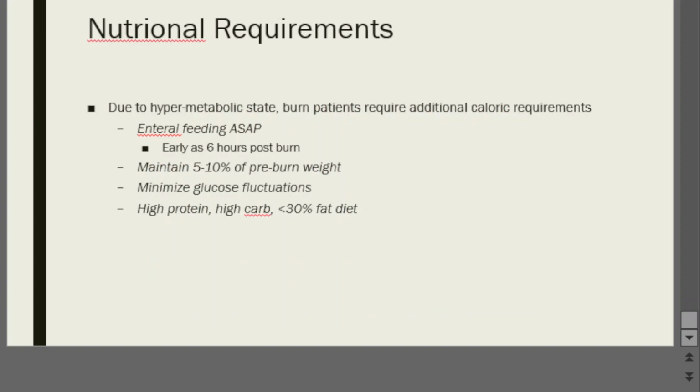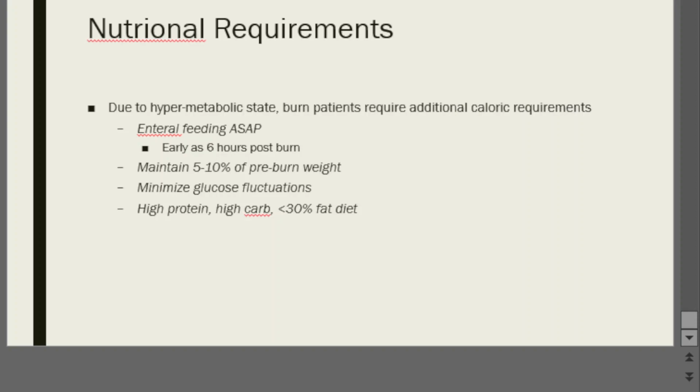As far as nutritional requirements for these patients, because they're in such a hypermetabolic state, these burn patients are going to require additional calories. So we're going to start enteral feeding as soon as possible, and that generally happens within the first 6 hours after the burn. We want to try our best to maintain that patient at within 5 to 10% of their pre-burn weight. We're going to minimize glucose fluctuations, so keep a tight control over those and monitor them. And we're going to give this patient lots of protein, lots of carbs, and somewhere around 30% fat.